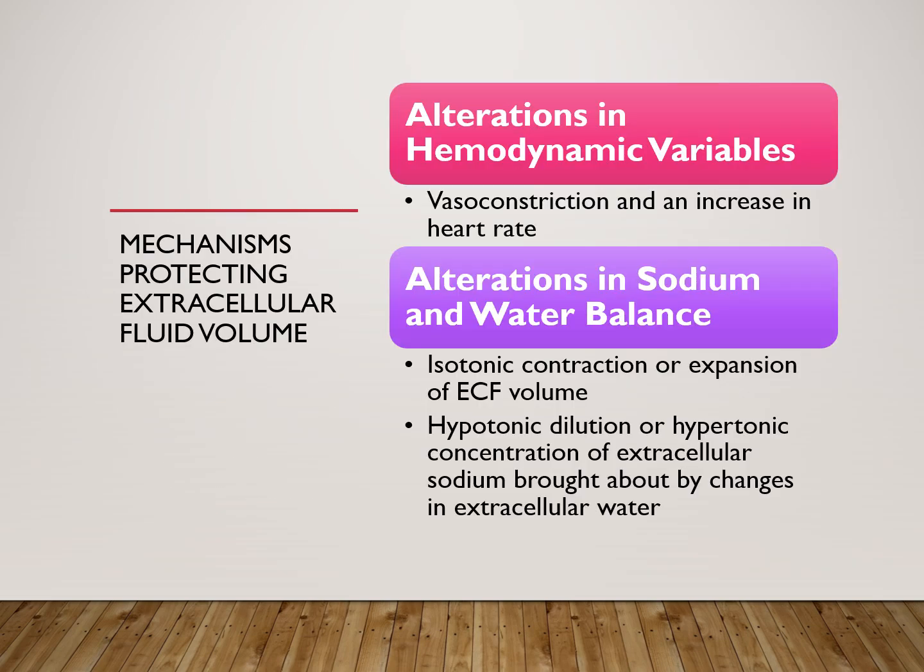So, some different mechanisms that protect that extracellular fluid volume. Within the body, we want to maintain a certain amount of fluid volume within that extracellular space, largely within that vascular compartment, within those blood vessels, right? One of the big things that helps to control the amount of fluid there is alterations in hemodynamic variables. Things the body can do to adjust fluid in the extracellular compartment include vasoconstriction, where the body will narrow those blood vessel lumens.